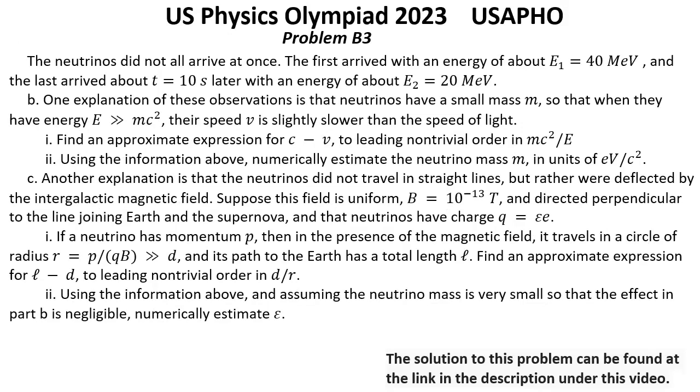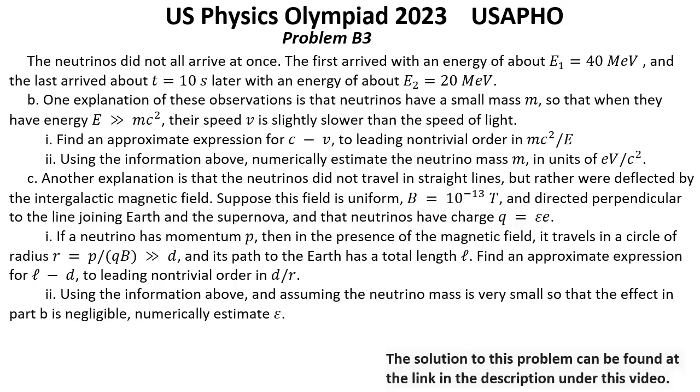The neutrinos did not all arrive at once. The first arrived with an energy of about E1 equal 40 mega electron volts, and the last arrived about T equal 10 seconds later with an energy of about E2 equal 20 mega electron volts.